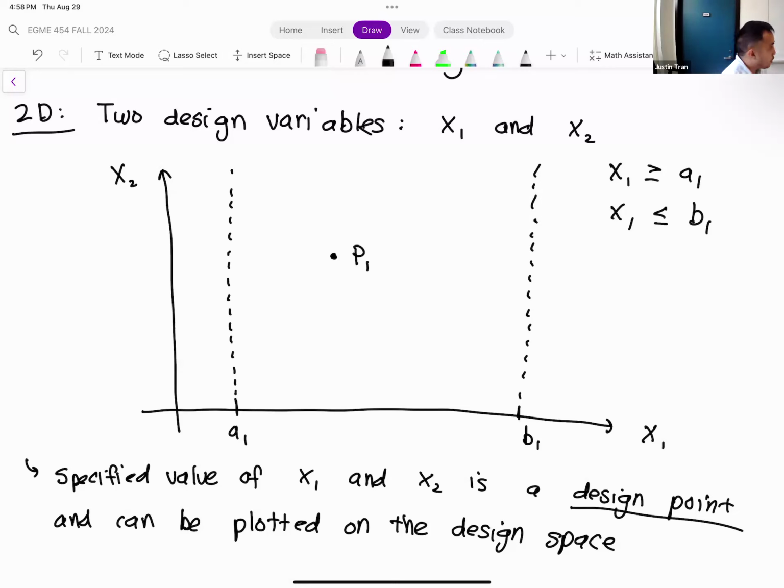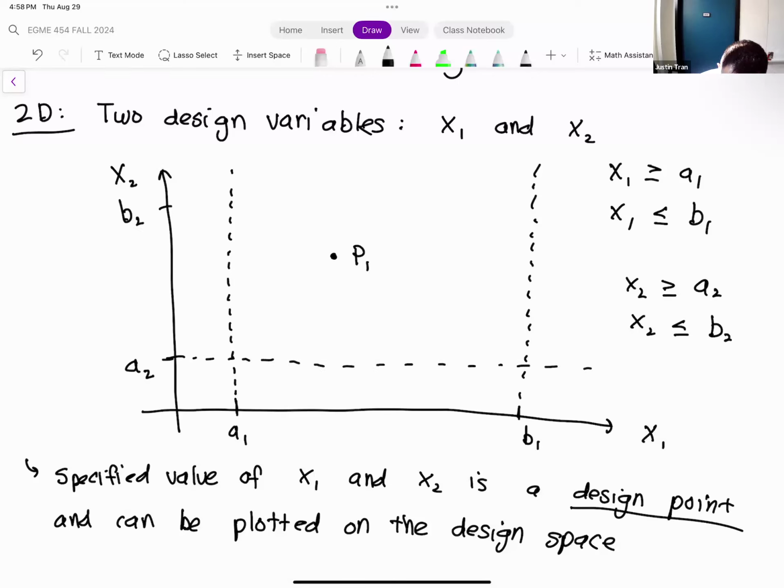But we also have permissible values for x2 as well. Let's say that x2 has to be greater than or equal to a2, and x2 has to be less than or equal to b2. We'll plot these on the vertical axis, so we'll have a2, b2. Again, we draw lines. And now we have a rectangular region. This rectangular region shows us the valid region for this problem.